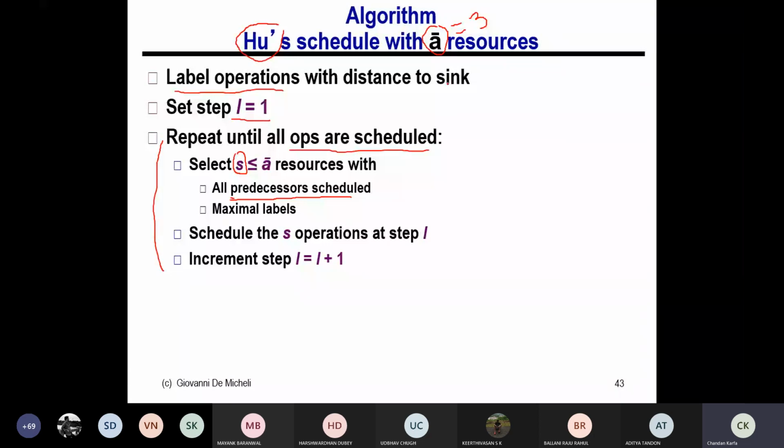So I'm going to select 3 operations from these 5 such that the sum of their levels gives me the maximum value.